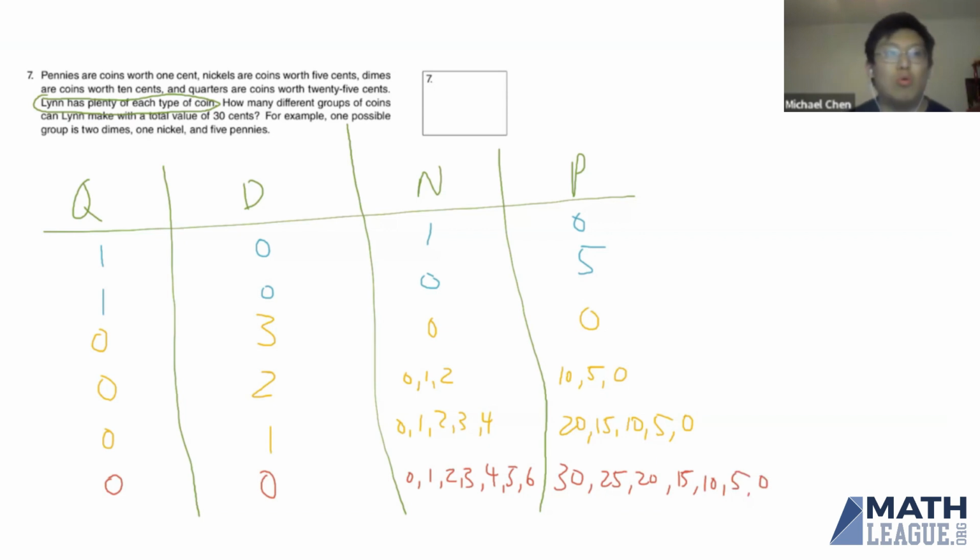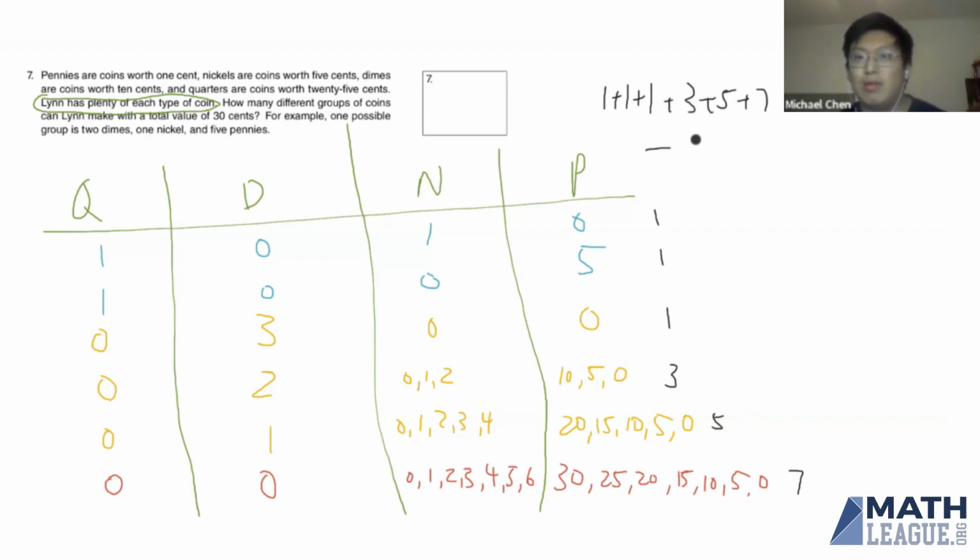So how many total ways are there to make 30 cents? Well, there's 1 here, 1 here, 1 here, and then we add 3, 5, and 7 cases. So adding up all of these ways gives us 1 plus 1 plus 1 plus 3 plus 5 plus 7, which added together is 18 ways to make 30 cents using quarters, dimes, nickels, and pennies in large quantities. So our answer to problem 7 is 18.